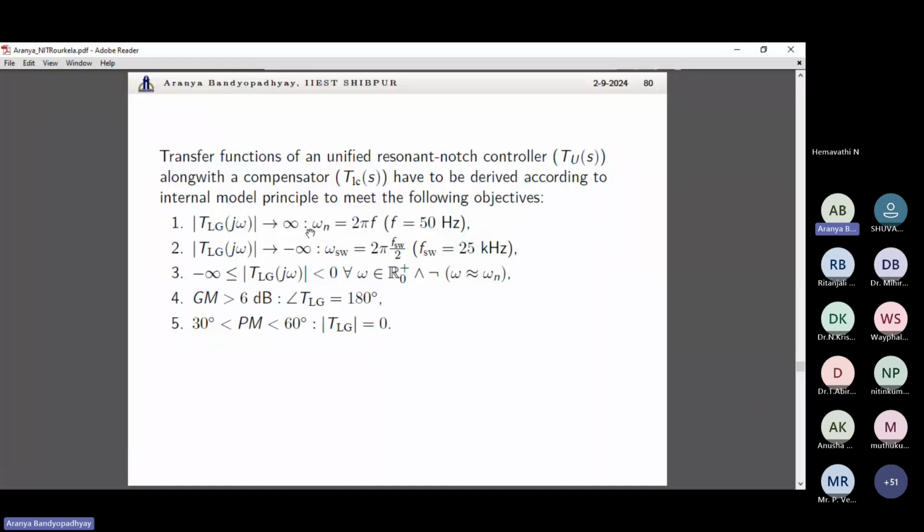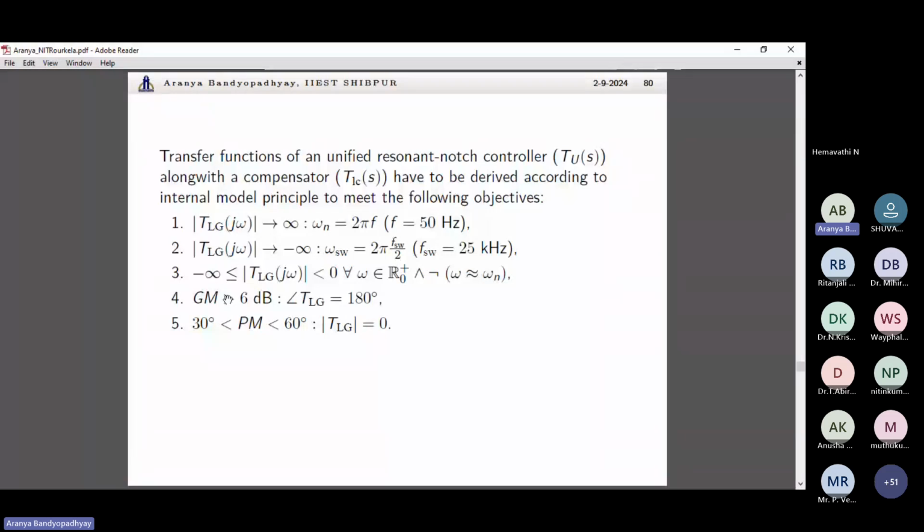Our first objective tells us to incorporate an infinite gain at the 50 Hz component. The second objective tells us to incorporate an infinite attenuation at half of the switching frequency. The third objective tells us not to have net positive gain at 0 Hz. There is no point in giving a positive gain for the inverter at 0 Hz. We want to eliminate the DC component. We do not want any DC component within the inverter frequency component, right?